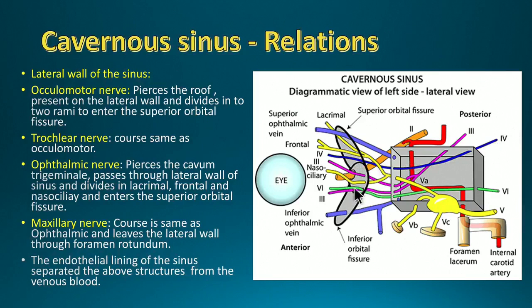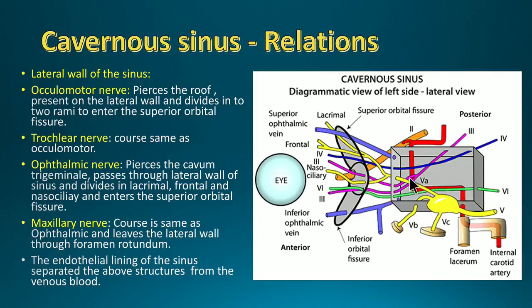This is the musculotendinous ring. Within the ring you can see the two divisions of the oculomotor entering, whereas trochlear is outside the musculotendinous ring. This whole structure is the superior orbital fissure. Ophthalmic divides into lacrimal, frontal outside the ring, nasociliary within the ring between the two divisions of oculomotor. Okay, then of course this is your V2, your maxillary division which is passing through the foramen rotundum. This is your mandibular division which is not related to the sinus.